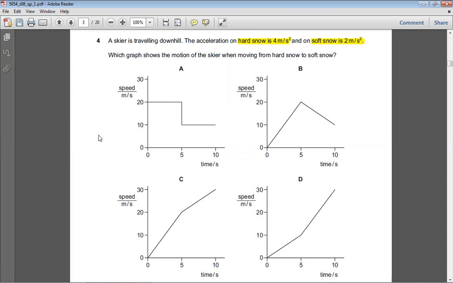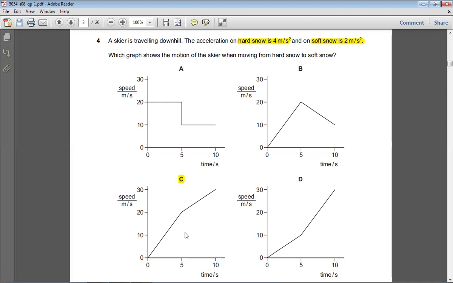On the hard snow, the gradient of the speed-time graph will be positive and steeper, larger compared to the gradient of the speed-time graph on the soft snow. So in the first portion, the gradient will be constant and larger, and in the second portion, the gradient will be lesser, but it will be positive. So I think C is the best option.